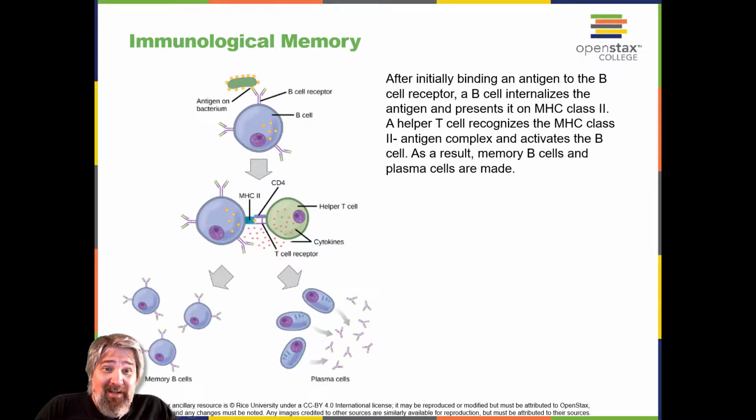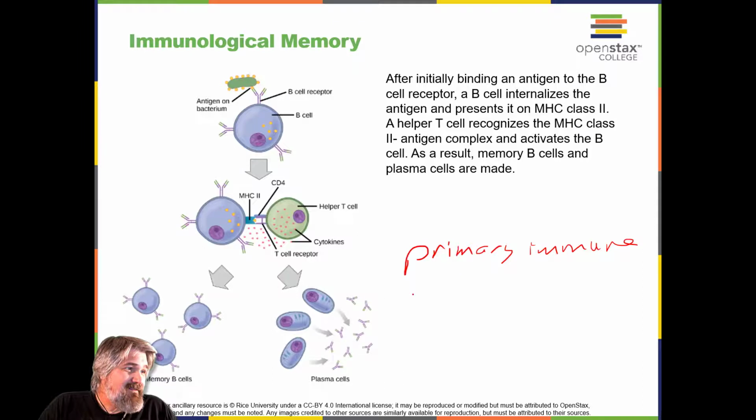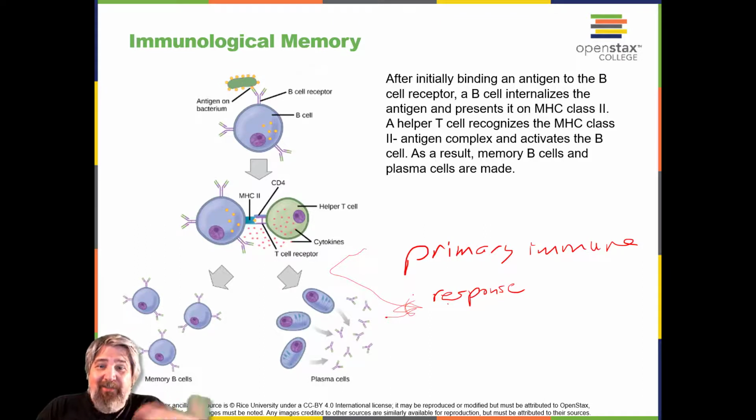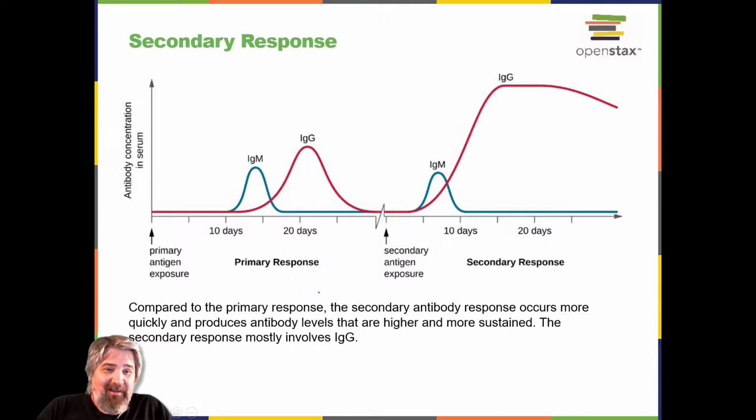So this is the primary immune response. This is when it's just first encountered. Primary immune response. So once you have had a primary interaction, then if you encounter the same thing later, you'll have a secondary response.